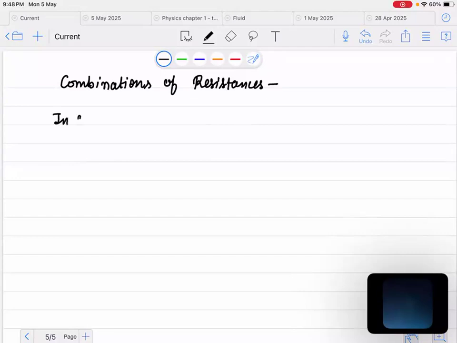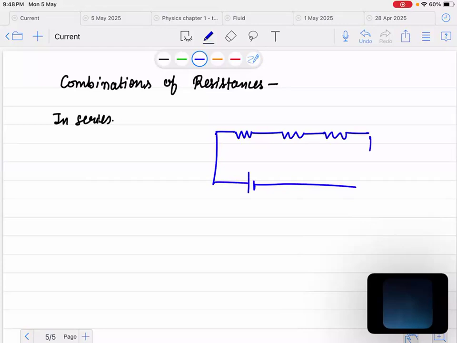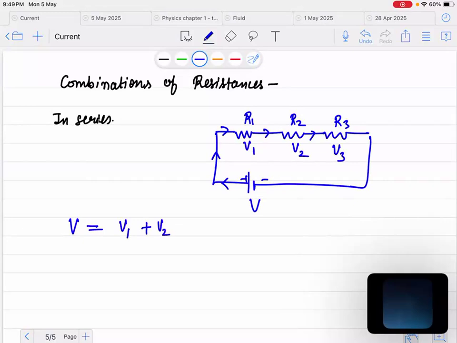In series, suppose there are many resistances in series connected with some battery. So current will flow in all resistances and the amount of current is the same. But the voltage is divided among the 3 resistances. So in a series, the total voltage is divided into 3 parts, V1 plus V2 plus V3.